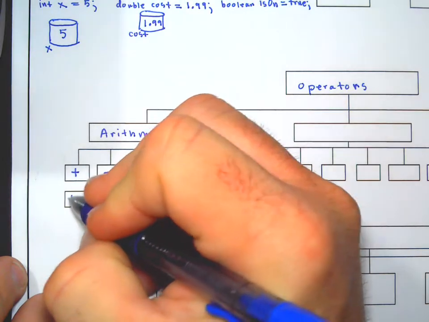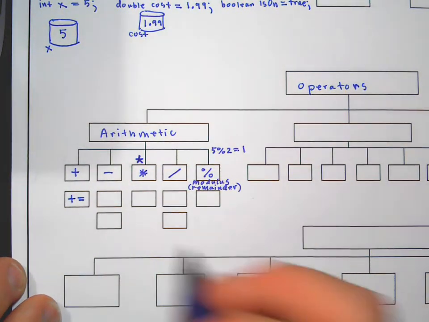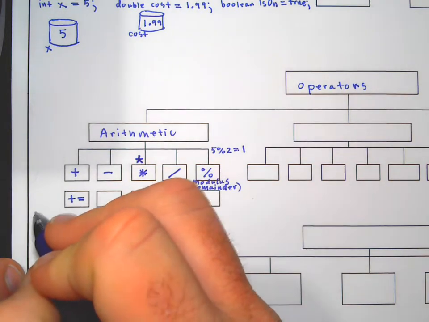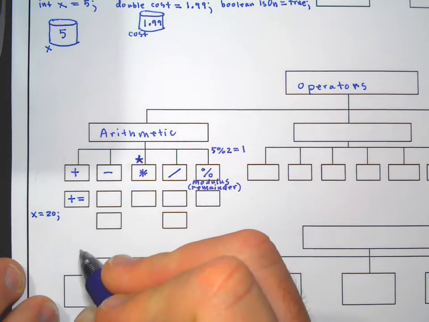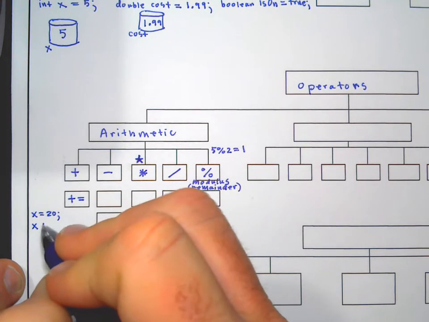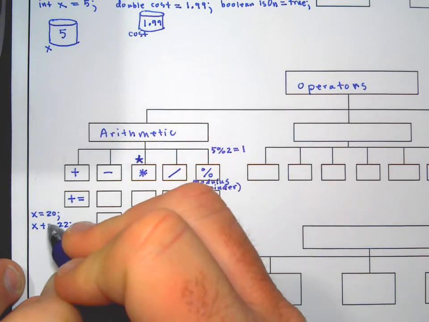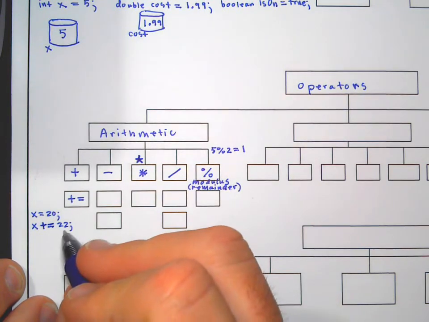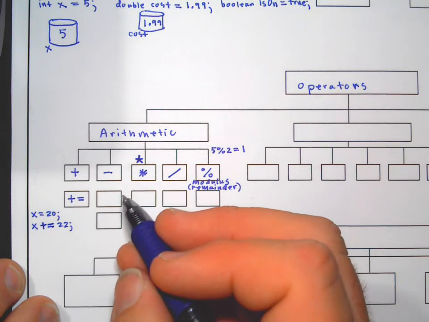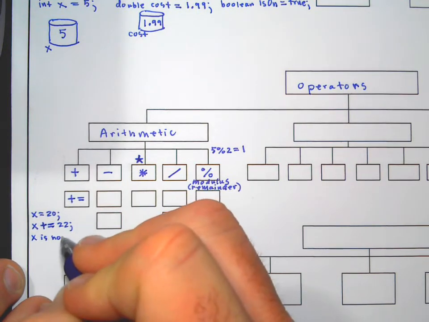So like plus equals, for instance, would be like if x equals 20, all right, and then we say x plus equals 22. What it does is it takes the previous value of x and adds 22 to it. Okay, so x is now 42.